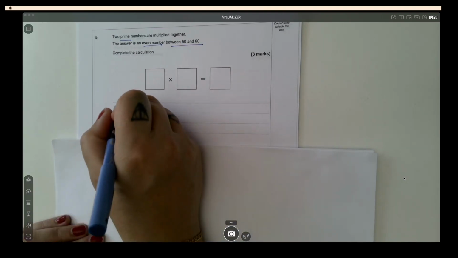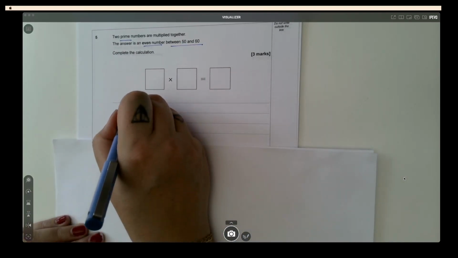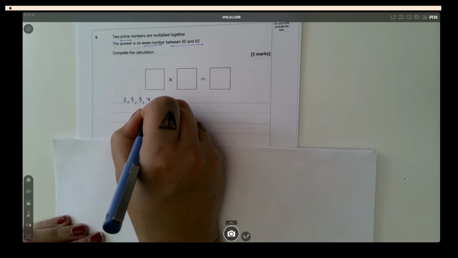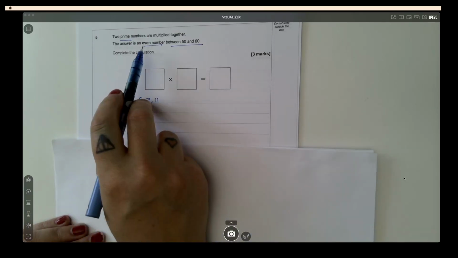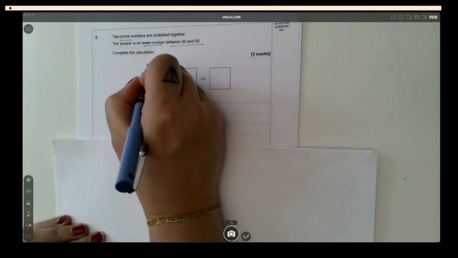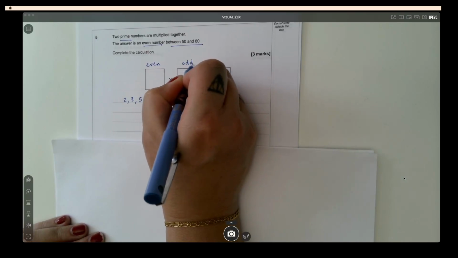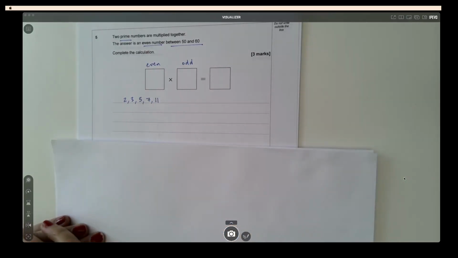So first of all, let's list a few of our prime numbers. 2, 3, 5, 7, 11. Let's deal with those for now. So if we want our answer to be an even number, we need an even multiplied by an odd. That's the only way we're going to get an even answer. Or we could have an even multiplied by an even.